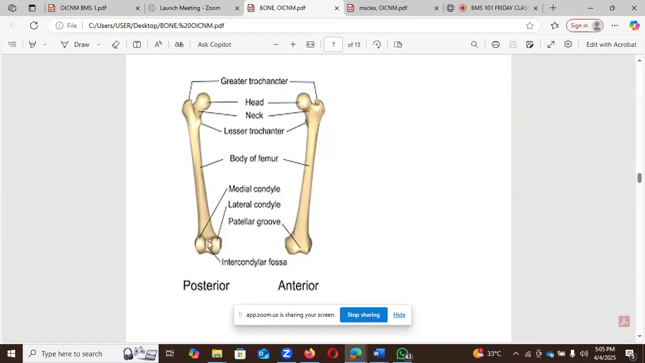A fossa is like a depression, like a hole, but it's not completely open. So you have the intercondylar fossa. You have the patellar groove. You have a groove here, which is called the patellar groove. So this is the anterior part, this is the posterior part. Anterior means the front, the frontal part. The posterior means the back, so the back of the bone.